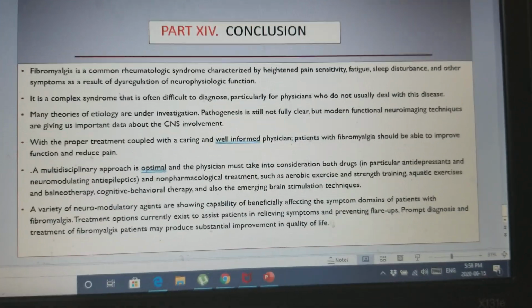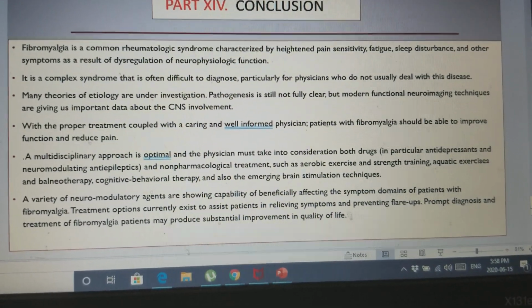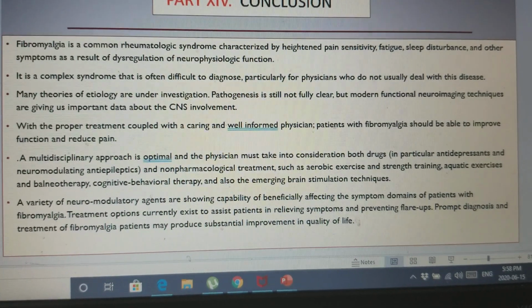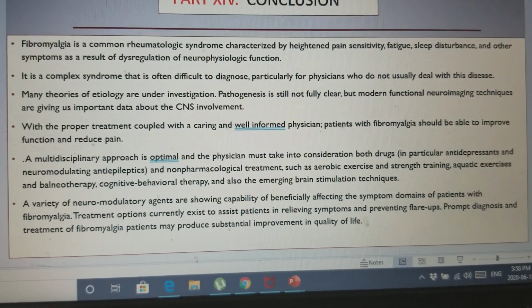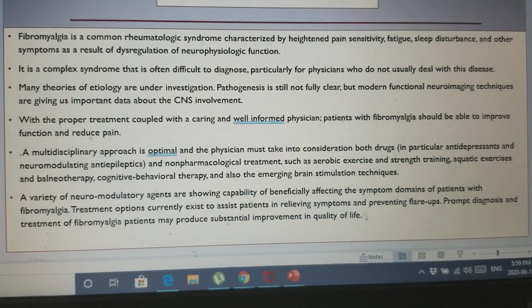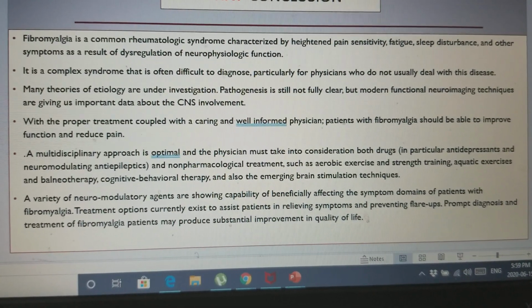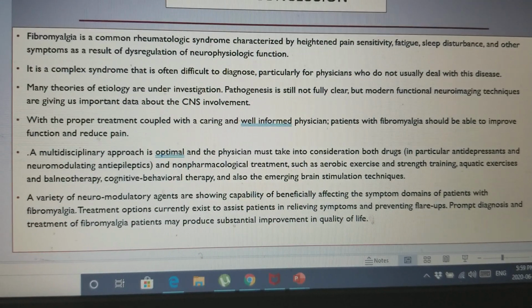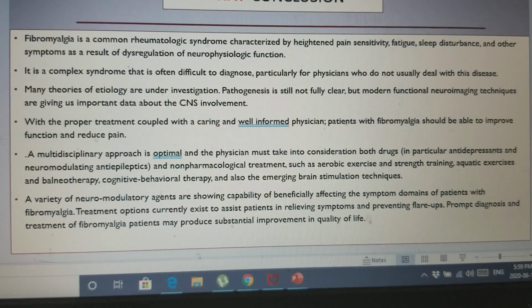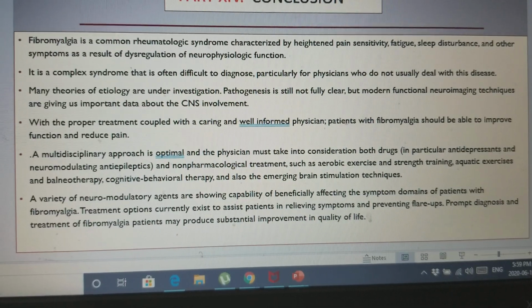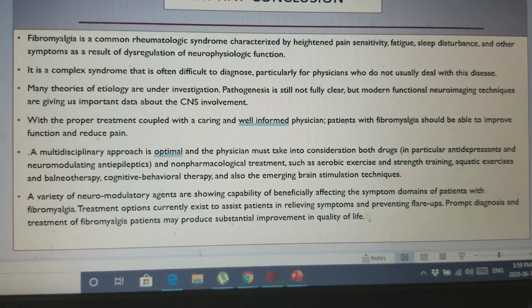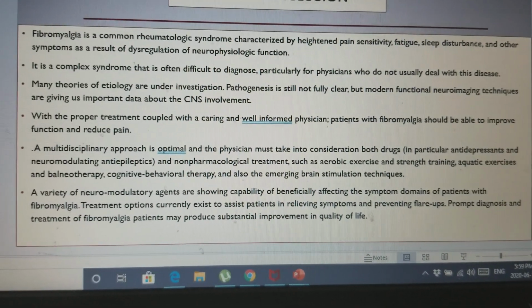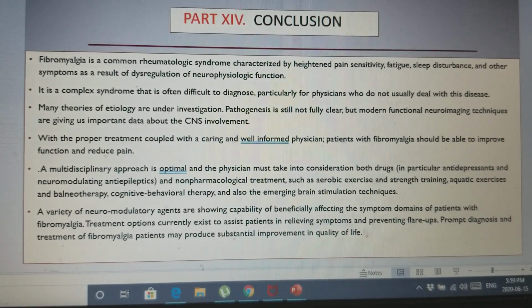Okay, so my conclusion regarding this treatment of fibromyalgia condition, I have cited a few here. So just take a look at this, and like I said, each and every one of us could have a different conclusion. So this is just my conclusion about this condition.